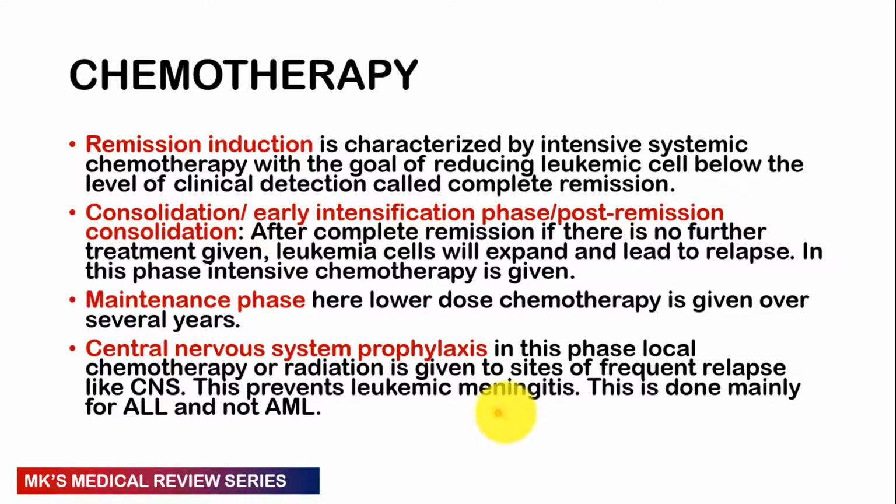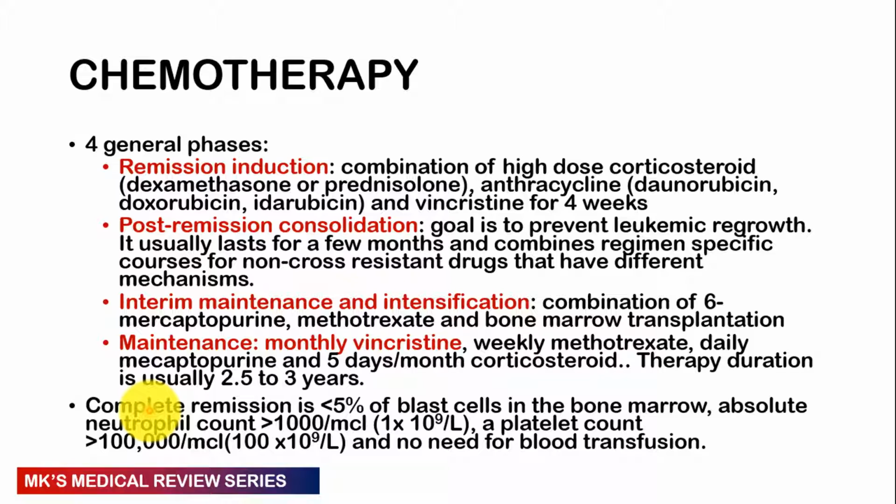This, of course, prevents leukemic meningitis or malignant meningitis. And this is done for acute lymphocytic leukemia. It's not done for acute myeloid leukemia. So remember the 4 general phases: remission phase, post-remission consolidation, interim maintenance and intensification, as well as the maintenance phase. And then you also give some chemoprophylaxis.